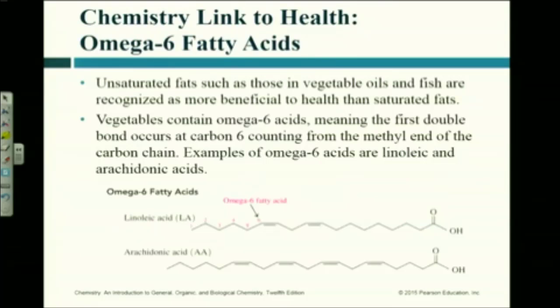So, unsaturated fats are normally found in vegetable oils and fish, and they're recognized to have beneficial health things, right? One of the ones that you'll hear about is called omega-6 fatty acids. It's called omega-6 fatty acid because there is a double bond at the 6 carbon starting from this end. Starting from the non-polar end, not starting from the carboxylic acid, starting from the other end.